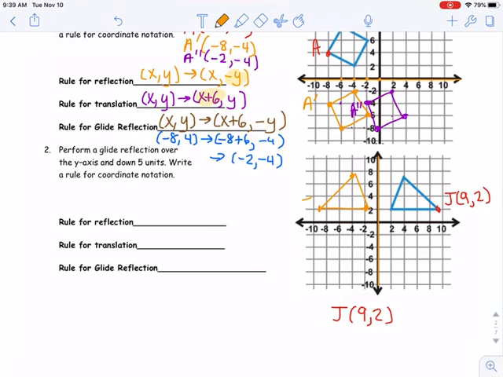All right, so J prime is now at -9, 2. And remember, this rule for reflection: when we reflect over the y-axis, x changes sign, y stays the same, and that's exactly what we observed from J to J prime. 9 became -9, 2 stayed 2.